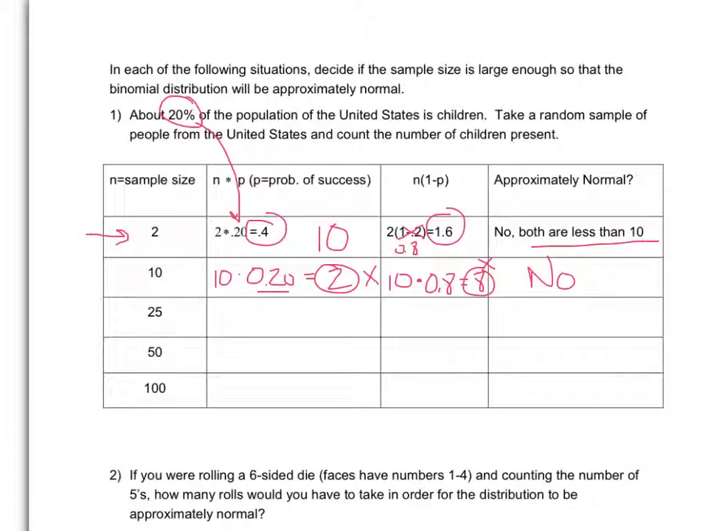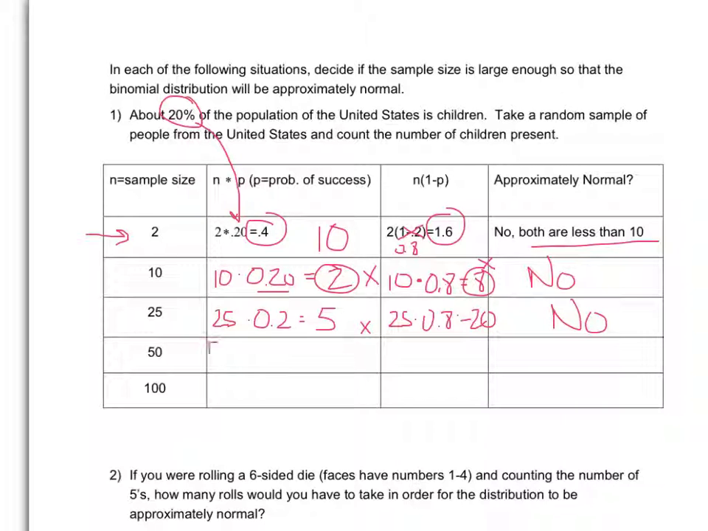What if we upped it to 25? So now let's take 25, multiply it by 0.2. Well, if we take 25, multiply it by 20%, which is 0.2, I get 5. See, that's bad news for the rule of 10. Probability of failure. Take 25, let's multiply it by 0.8, and we get there 20. Now notice we're getting closer here. Still not enough to say the data is normally distributed because of this problem right here with the 5.